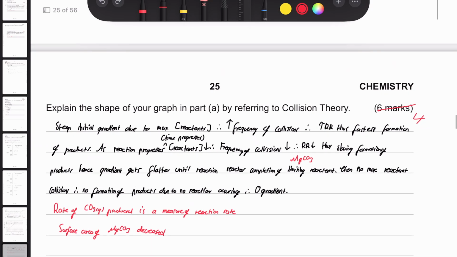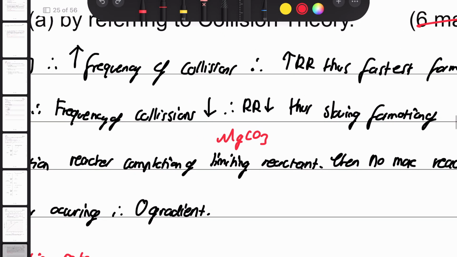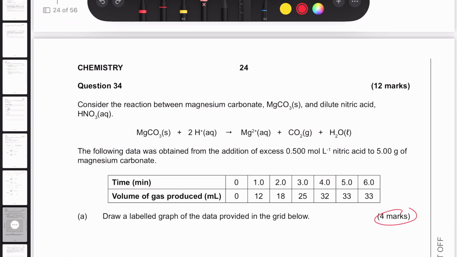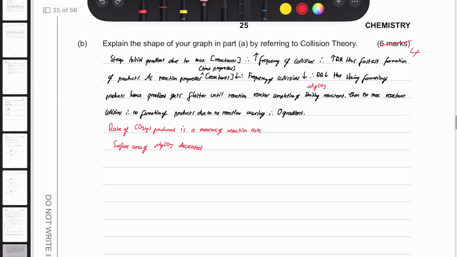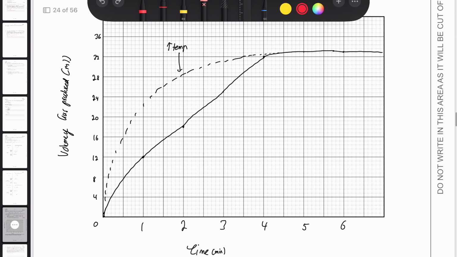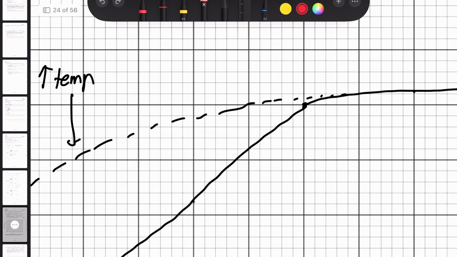And here, I didn't knock myself a mark off for this, but just in my discussion of the limiting reactant, I know you can figure out which is the limiting reactant because it says there's excess nitric acid. So then your limiting reactant can only be magnesium carbonate. So 2 marks off there. And then for the line, you just had to draw a steeper gradient and it achieving equilibrium faster. So I had it achieving about there, which is faster.